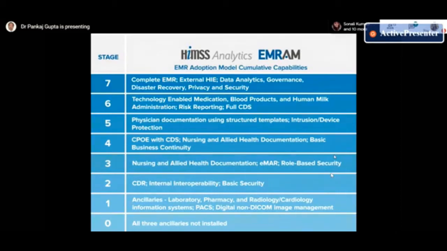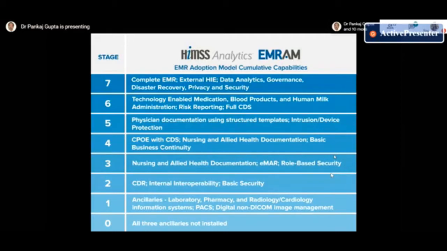Even in the private sector, it's more of a browbeating kind of tool from CIOs who have worked outside India. They come and tell the vendors, where are you on the EMRAM model, and the majority of vendors say, I'm not even an EMR, I'm an HIS. So they completely chicken out.